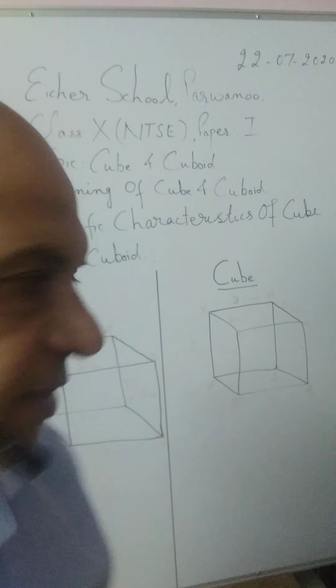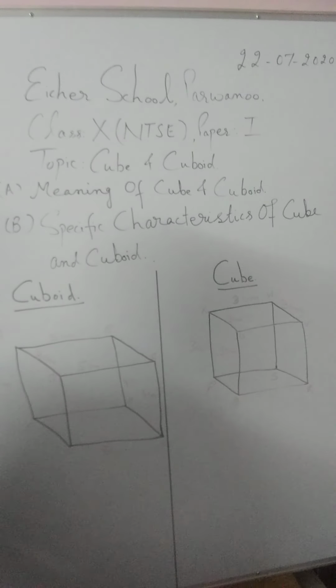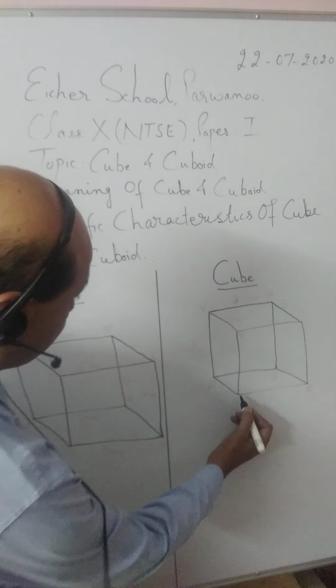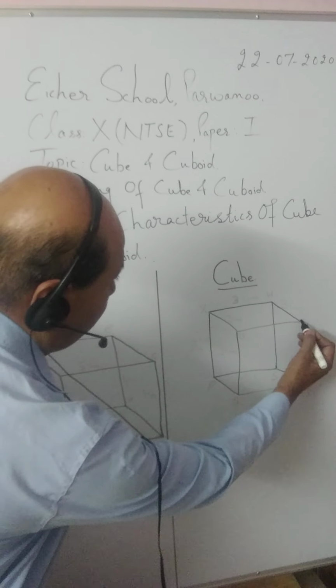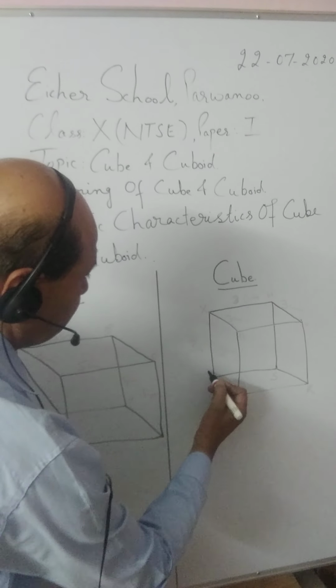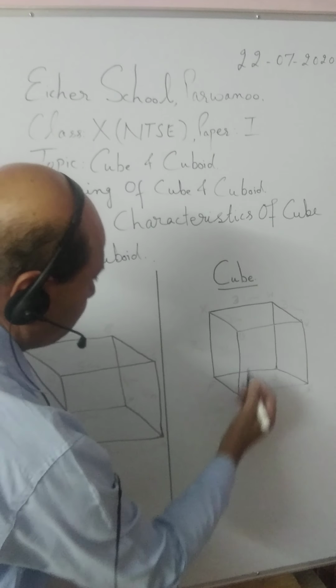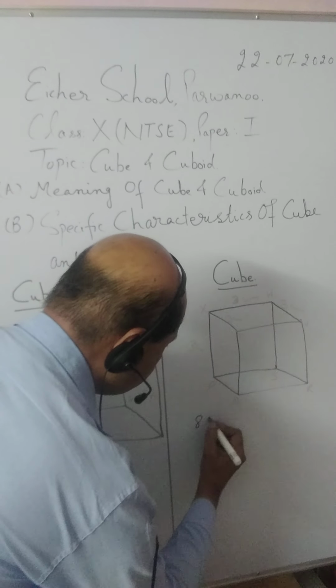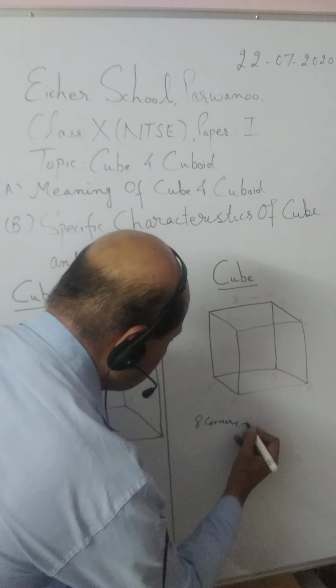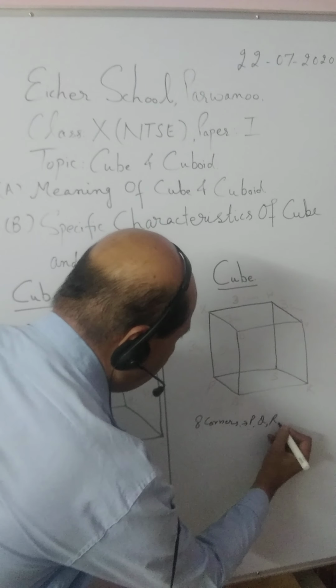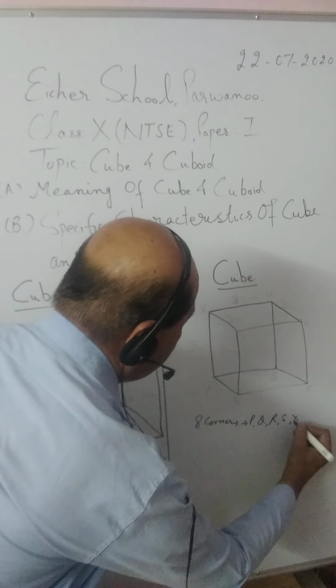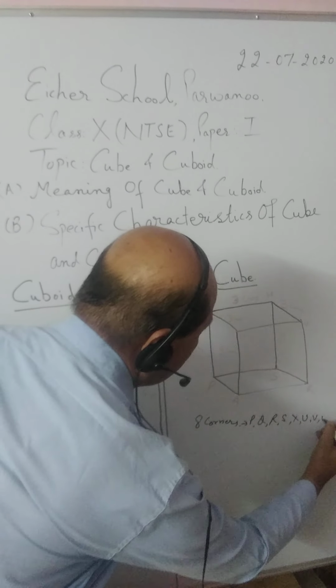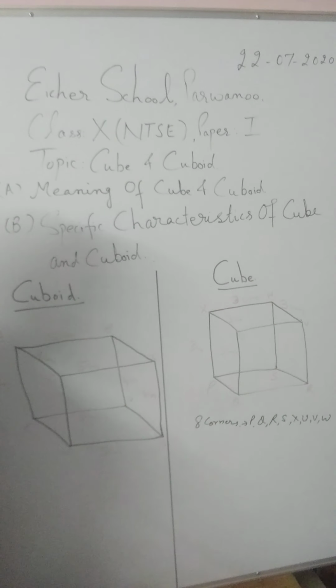Therefore, cubes and cuboids have corners and faces. For example, if we look carefully at the side of a cube, it has 8 corners: 1, 2, 3, 4, 5, 6, 7 and 8. These are 8 corners, like P, Q, R, S, then X, U, V, W. These are the corners which we know very well.